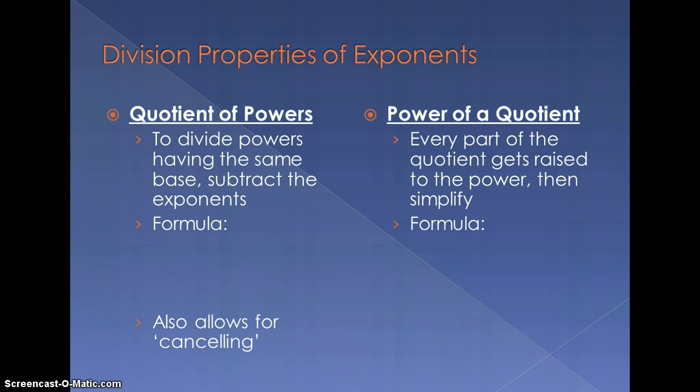And it says, to divide, we again have to have the same base, but what we'll do is subtract the exponents. So what that means is I have something like a to the m divided by a to the n power. And like before when we added the exponents m and n, here we subtract them: a to the m minus n power. So that's the basic form of it.